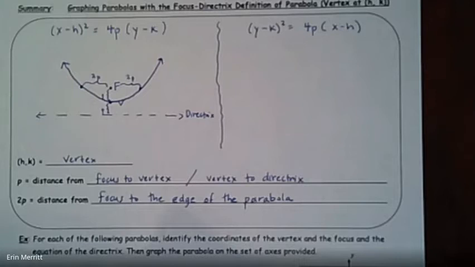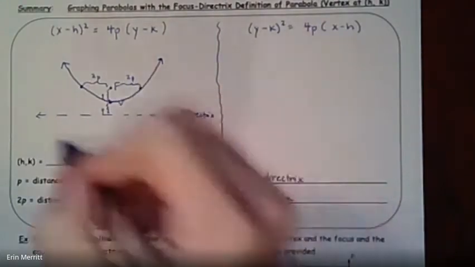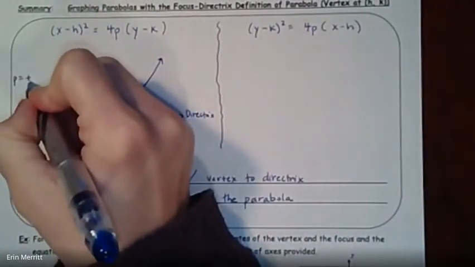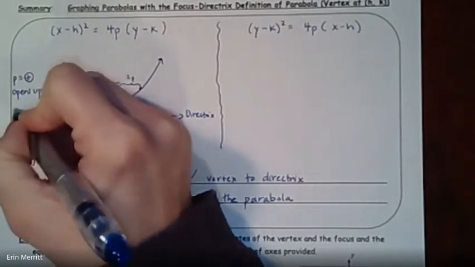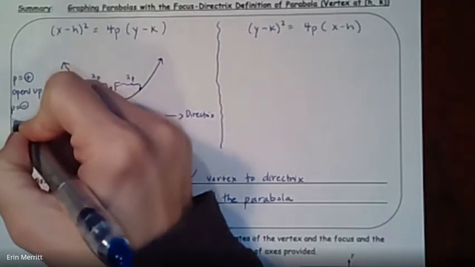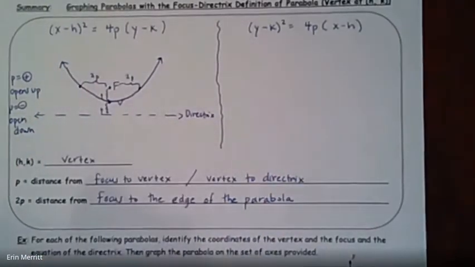All right, one last little thing to take note of is that in this case, if the p value is positive, then the parabola opens up. If the p value is negative, then the parabola will open down, right?